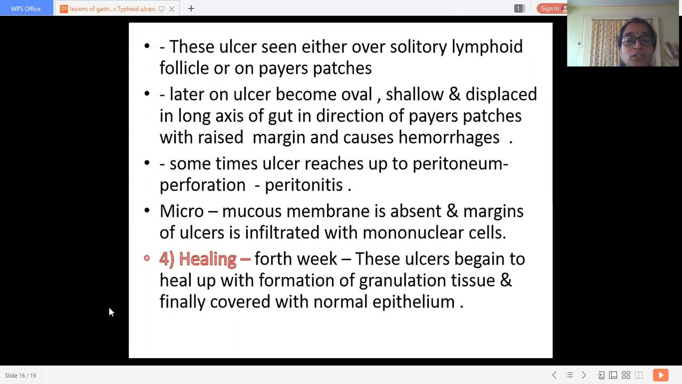Microscopically, in this third stage, the mucous membrane is absent because of sloughing. This area gets sloughed out, and the margins of the ulcers are infiltrated with mononuclear cells. So at the margins of the ulcers, it becomes congested, edematous, and indurated because of infiltration of mononuclear cells. Now, the fourth stage of pathology is the healing stage, in the fourth week. The ulcers begin to heal with formation of granulation tissue and are finally covered with normal epithelium.